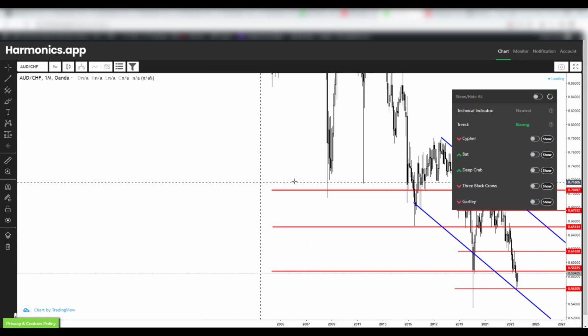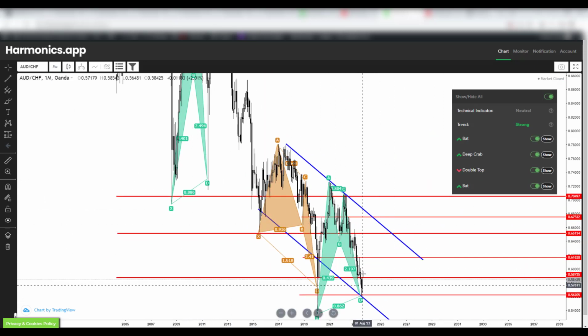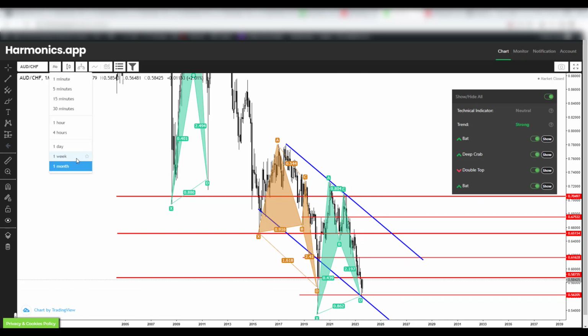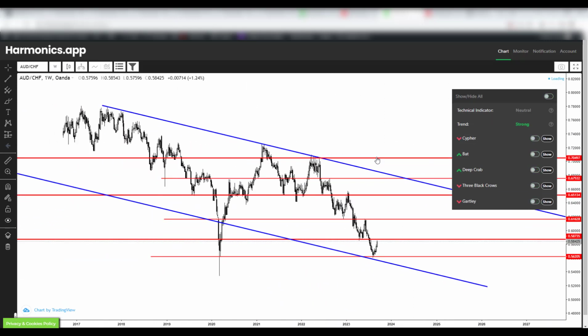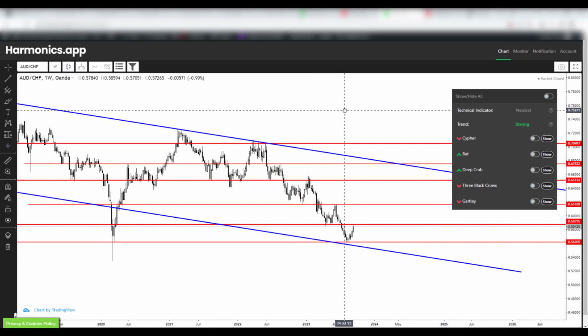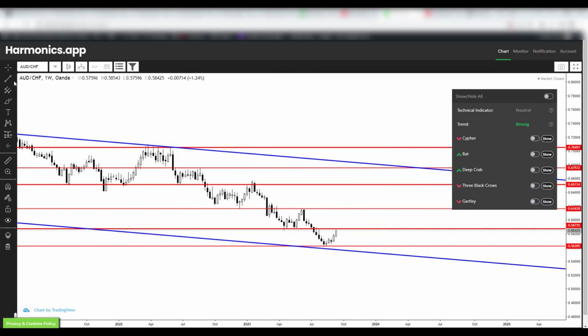Let's try again. Okay, this one is here, monthly. Okay, weekly. Now it's okay. This is good. Do we have a weekly? Yeah, we also have here a weekly trend line.